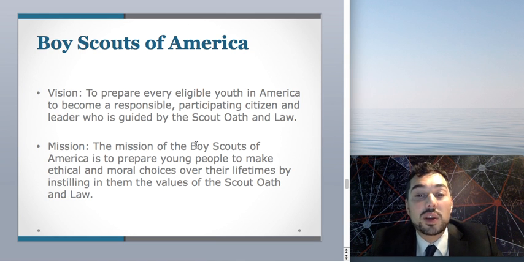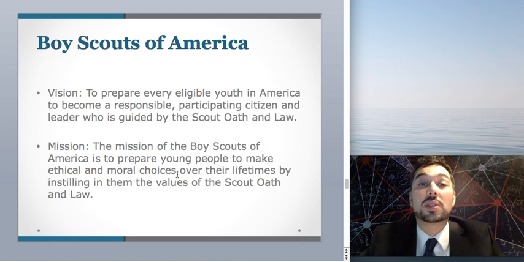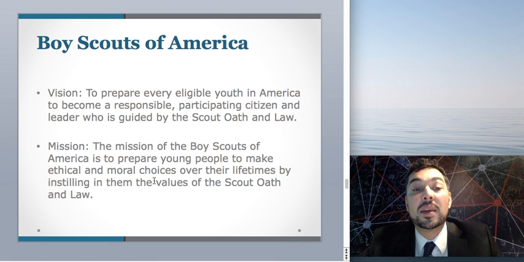"The mission of the Boy Scouts of America is to prepare young people to make ethical and moral choices over their lifetimes by instilling in them the values of the Scout Oath and Law." Again, it's clear that they are targeting young people, and how they do that is to instill in them the values of the Boy Scouts to help them make moral and ethical choices. Very clear, very inspiring, and concise.